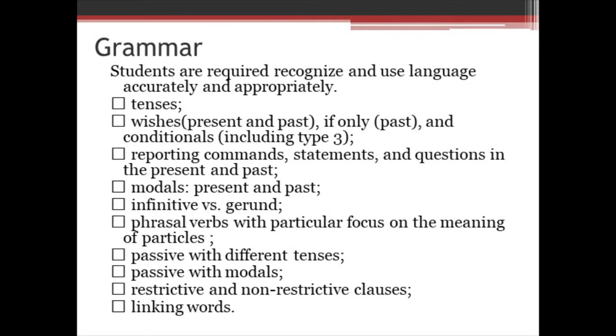Next, modal verbs in the present and past, infinitive and gerund, phrasal verbs with particular focus on the meaning of particles, passive voice with different tenses, passive voice with modals, restrictive and non-restrictive clauses, linking words. So these lessons should be reviewed.